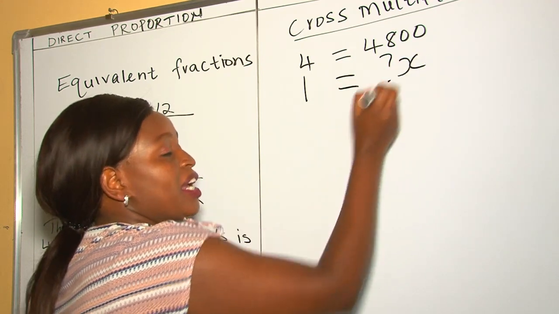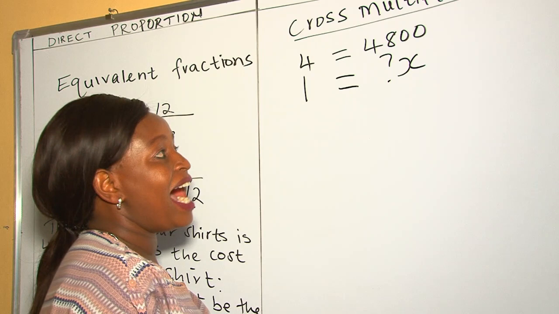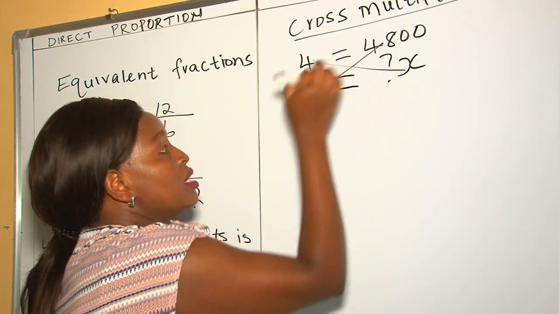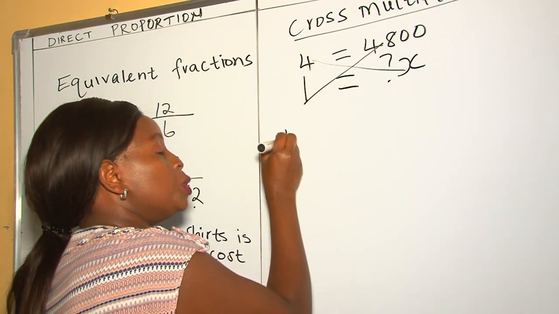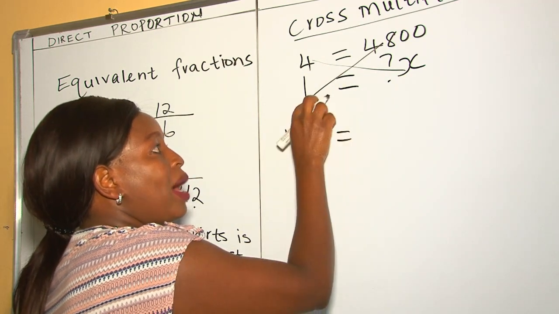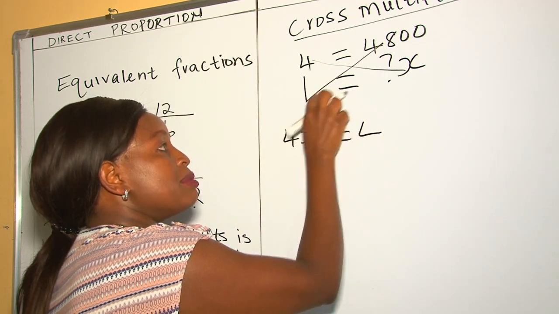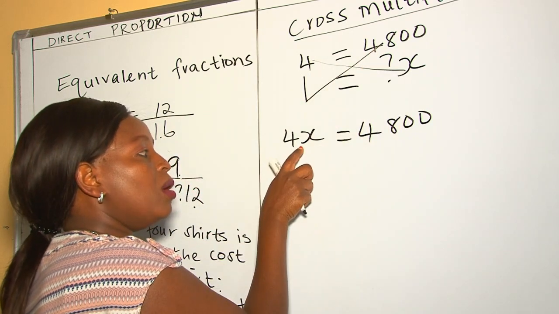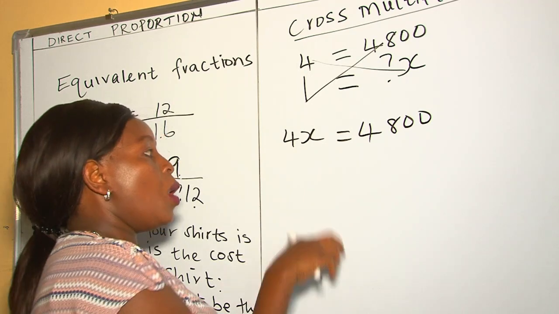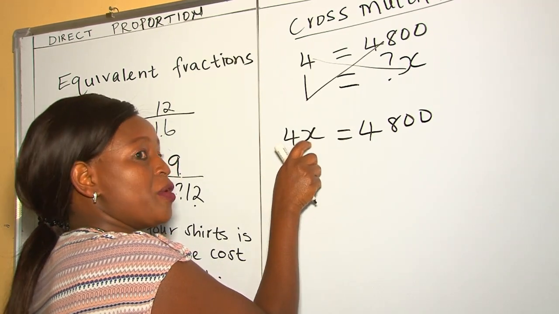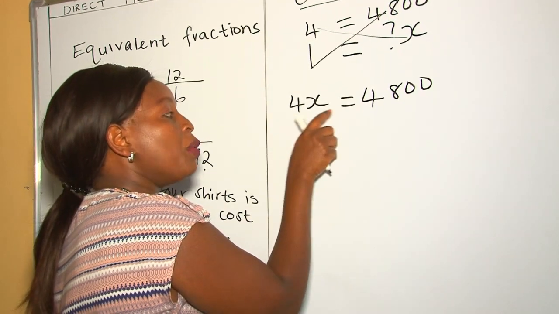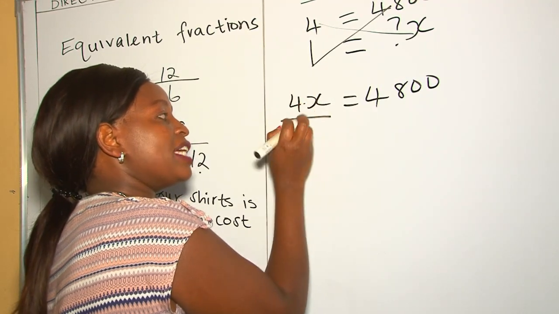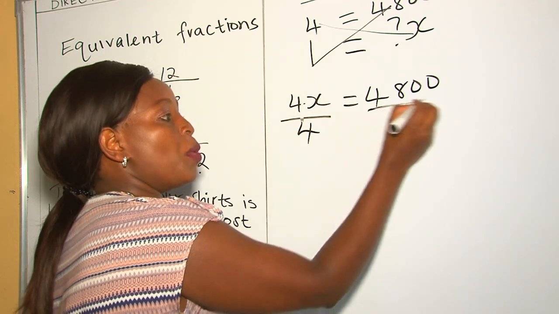Whatever I don't know here, I call x, the unknown. And now we cross multiply. So 4 times x is 4x. 1 times 4,800 is 4,800. And now, according to algebra, we want to find the value of x. So we want to do away with the coefficient of x by dividing both sides by 4.